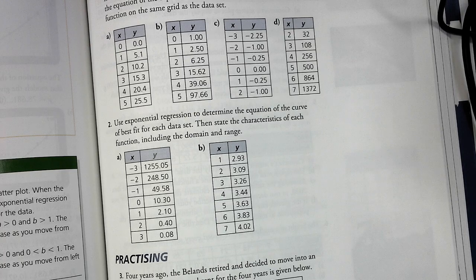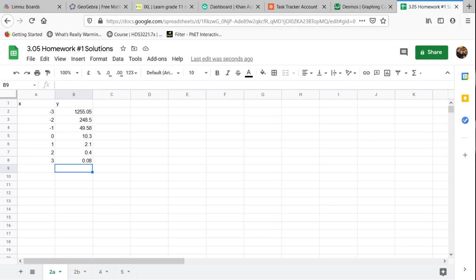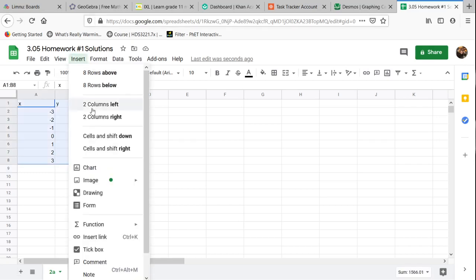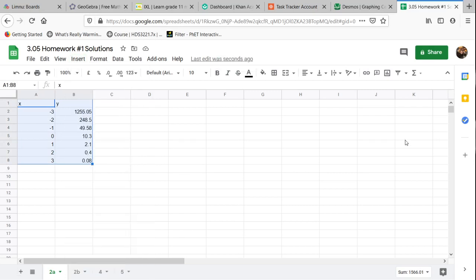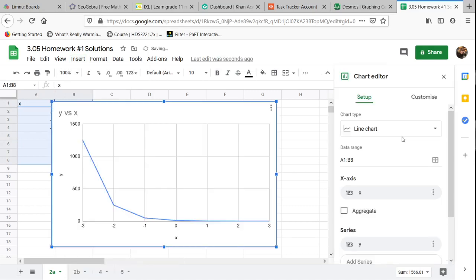And in number 2, we want to use exponential regression to determine the equation of the curve of best fit for each data set. Then state things like domain and range. So our first one, we have the data, which I have already pre-populated into our spreadsheet. So again, we will insert a chart. We will make sure it is a scatter plot.